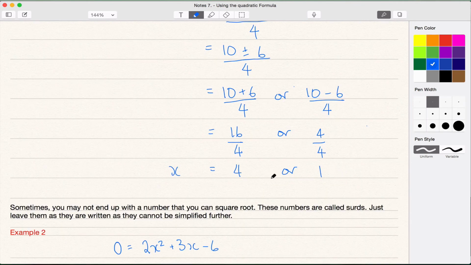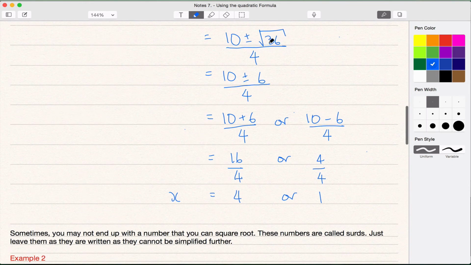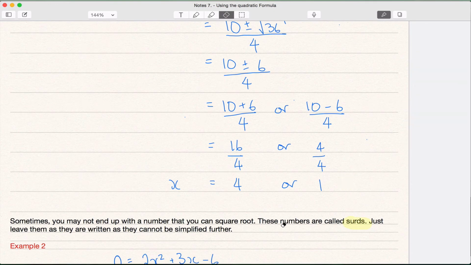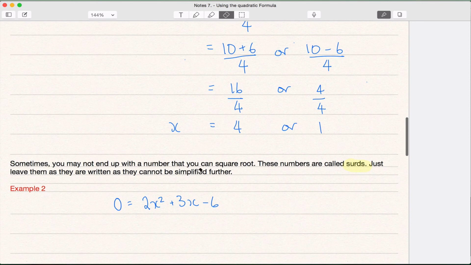Sometimes when we try to use a quadratic formula, as I've put below here, you might end up with a number that you can't square root. In this example, we had square root of 36, which is easy to square root. But sometimes you might get a number that isn't easy to square root. And those types of numbers are called surds. If you're in advanced maths, you'll learn how to simplify surds, but otherwise you just need to leave them as they are written because you can't simplify them any further. So we'll do an example now that has a surd in it.